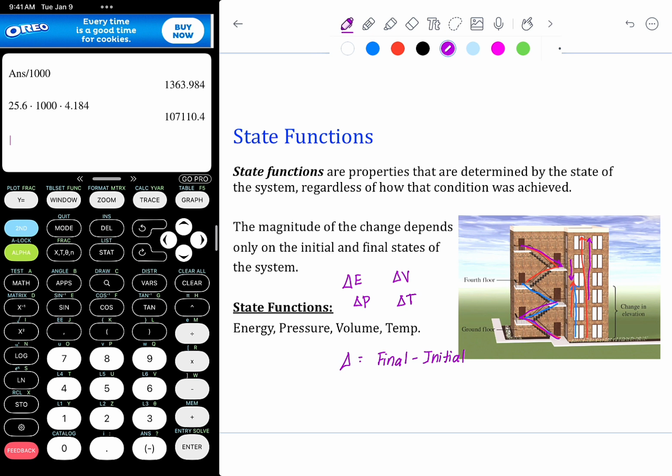And it's very specific that you have to do final first and then initial, because that's what's going to tell us our sign. Our sign is going to matter. State functions do final minus initial, and their sign matters. We either saw a decrease in energy or pressure or volume or temperature, or we saw an increase in energy, pressure, volume, or temperature. So we always do final minus initial. Okay.